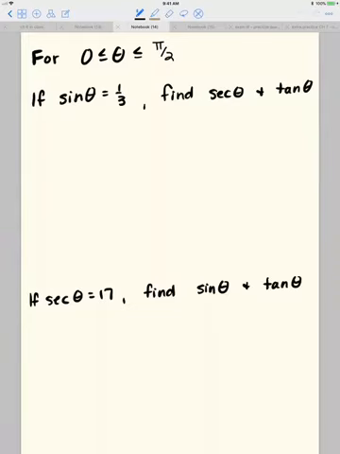So here are several examples that have you find other trig function values based on a given trig function value, and you're restricted to a certain quadrant on the coordinate plane. So for the first two, we're going to stay in between 0 and pi over 2, which is another way to say first quadrant. So everything is positive, x values, y values, everything is positive.